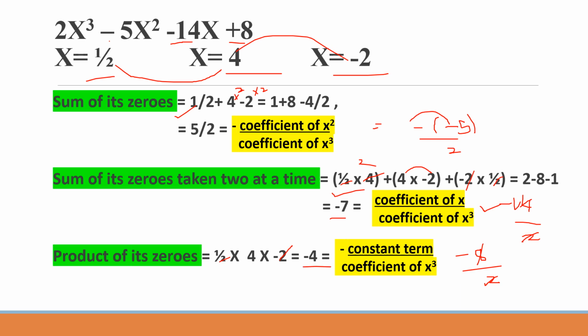So the sum of its zeros is minus coefficient of x square divided by coefficient of x cube. The sum of its zeros taken 2 at a time is coefficient of x divided by coefficient of x cube. The product of its zeros is minus constant term divided by coefficient of x cube. I hope this class is very clear for you all. For the zeros of the cubic polynomial, we have found the formulas.